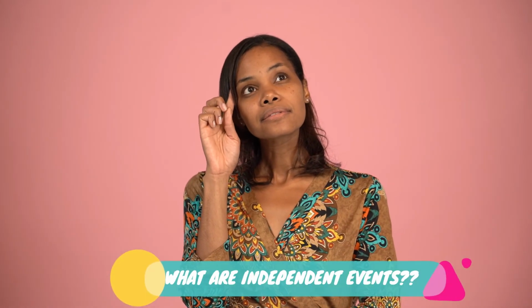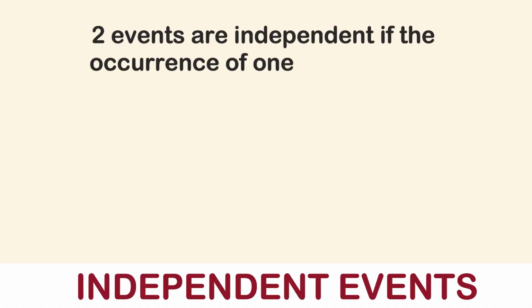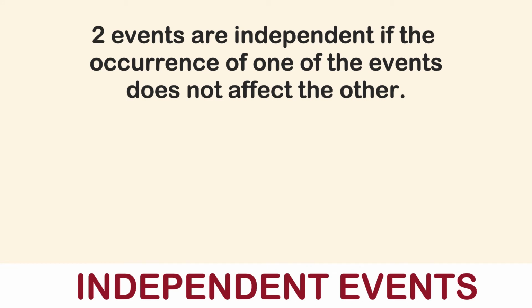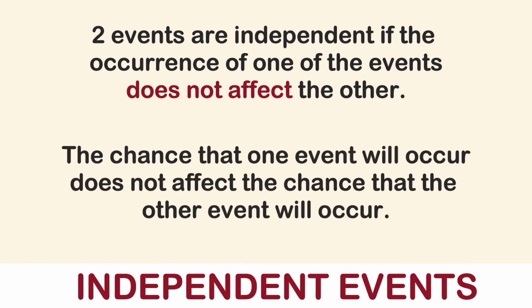So the first question you ask yourself is, what are independent events? Basically, two events are said to be independent if the occurrence of one of these events does not affect the other. That is, the chance of one of these events occurring does not affect the chance that the other event is going to occur.